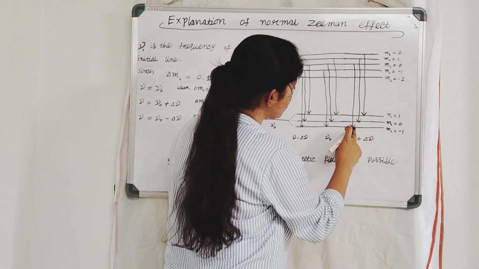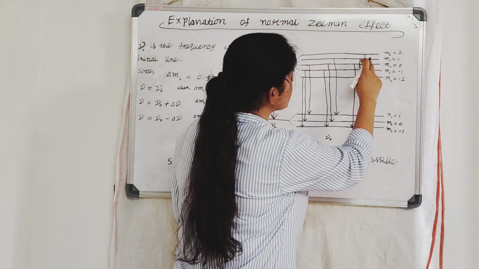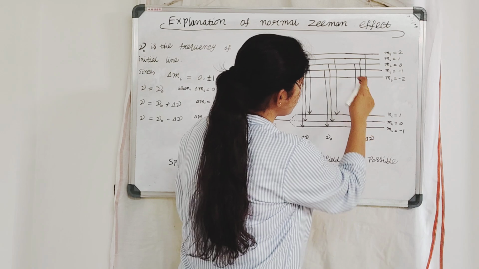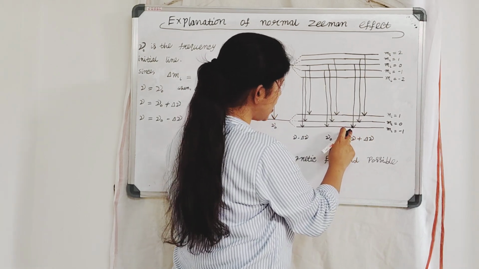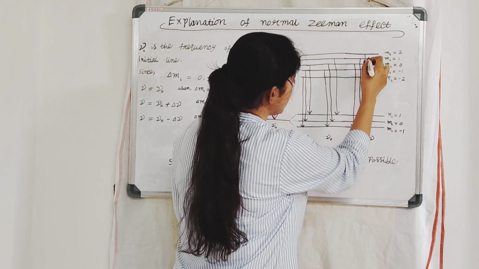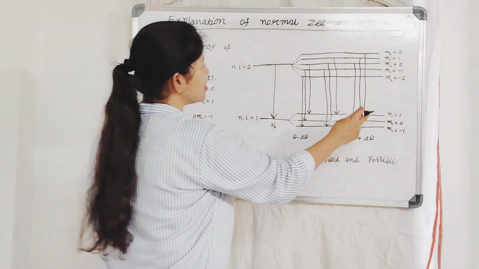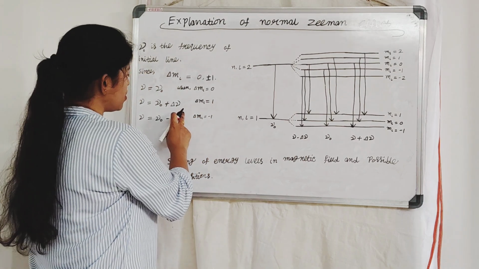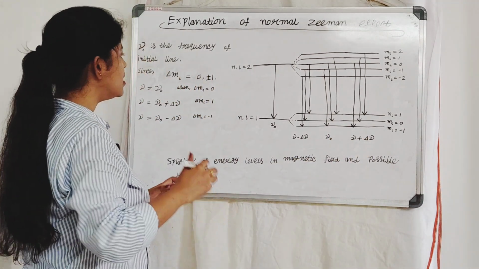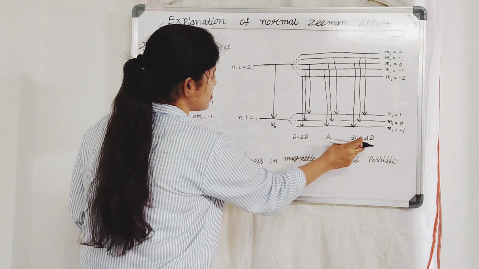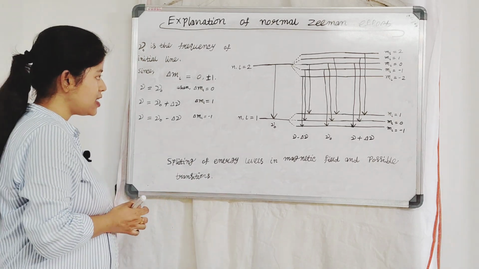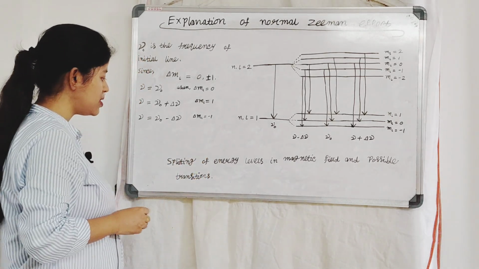And for these lines here the change in ml is plus 1, because we consider the transition between ml equals 0 to ml equals minus 1, and between ml equals 1 to ml equals 0, and the transition between ml equals 2 to ml equals 1. Here the change in delta ml is plus 1, so it will give us this component, that is nu 0 plus delta nu. So depending on the delta ml values we get these three types of lines. And so this is the splitting of energy levels in a magnetic field, and we get these possible transitions.